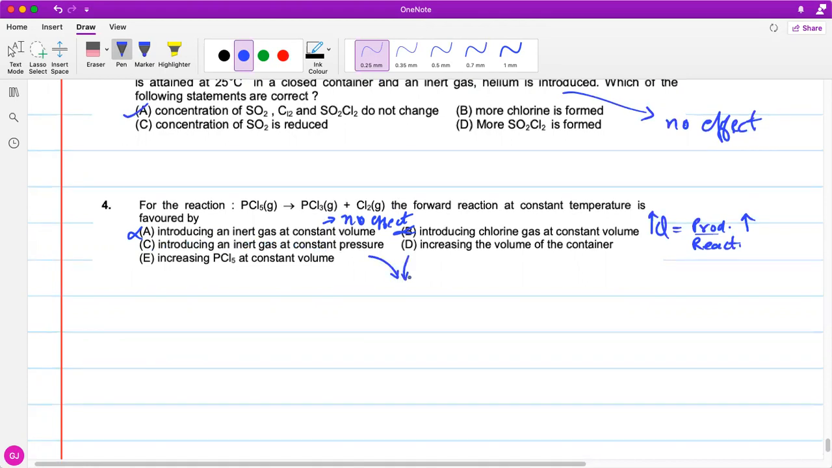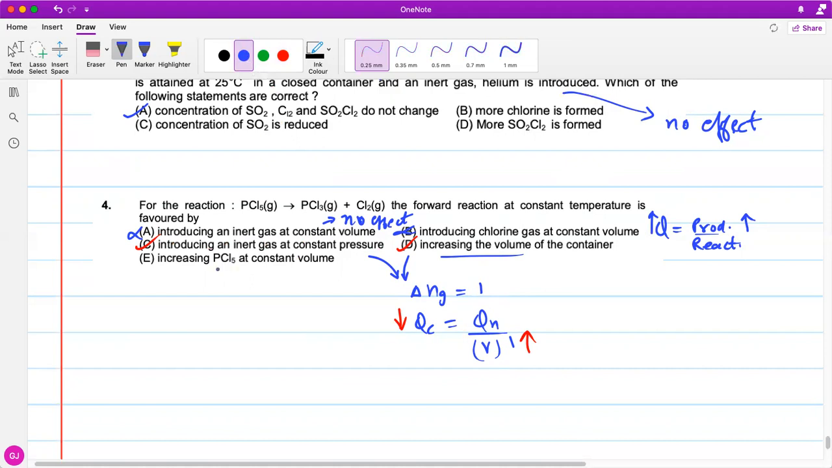C option and D option are actually going to be the same thing, because inert gas, when introduced at constant pressure, results in an increase of volume only, right? And here, as you can see, delta Ng is positive, it is 1. So when we write Qc is equal to Qn, volume comes in the denominator, V raised to the power of minus delta Ng. Now, what we are seeing is that increasing volume would decrease Q. As a consequence, it will shift the equilibrium in the forward direction. So both C and D options are our answers.